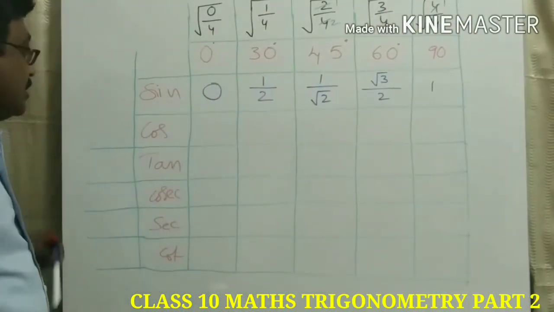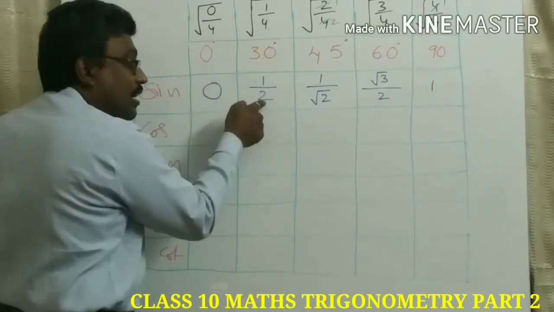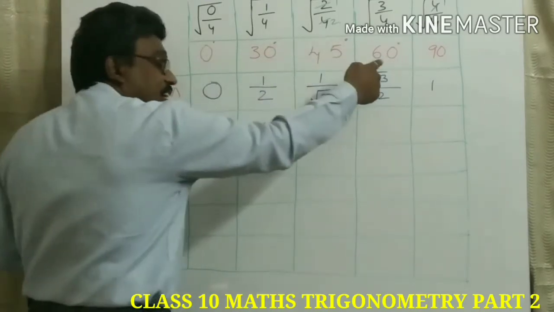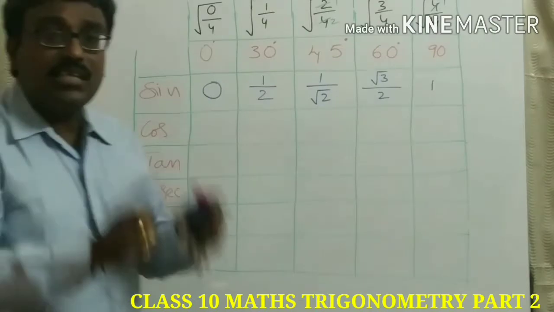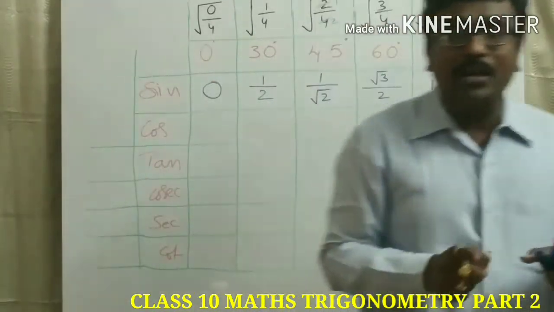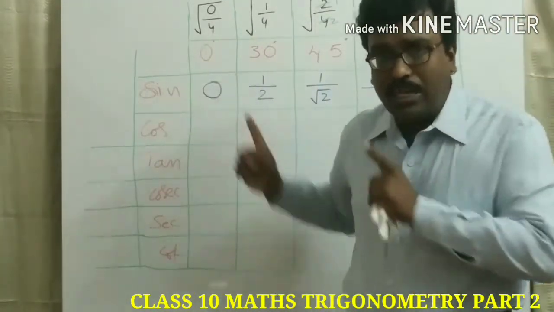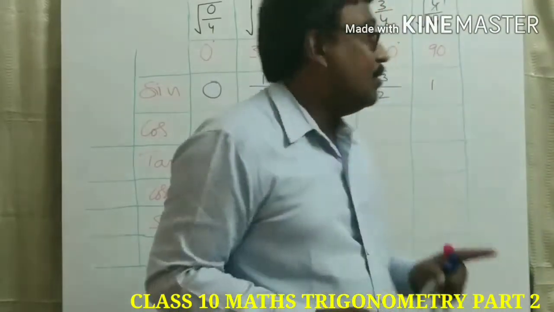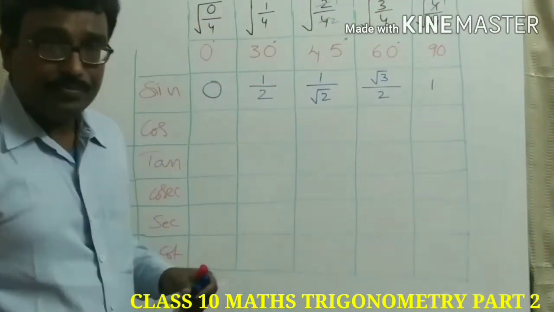What does it mean? Sine 30 degrees value is 1 by 2. Sine 60 degrees value is root 3 by 2. Sine 45 degrees value is 1 by root 2. Sine 0 value is 0. Sine 90 value is 1. That is the value of this.